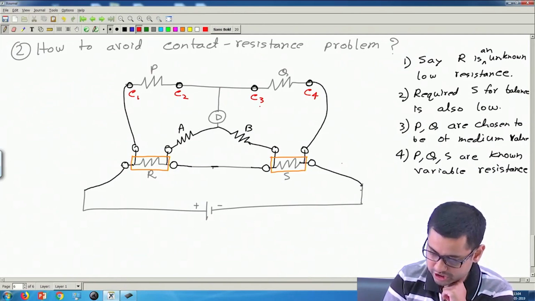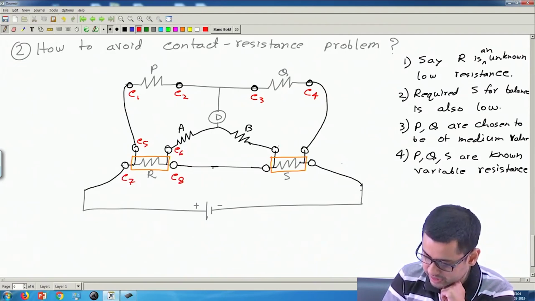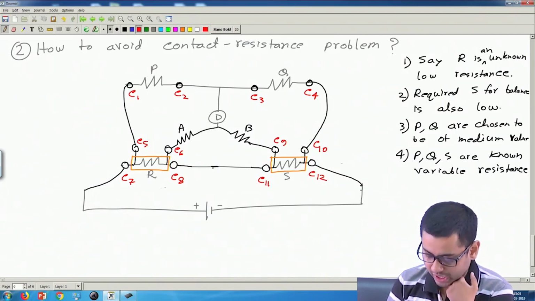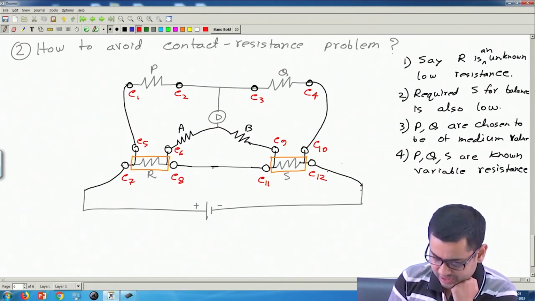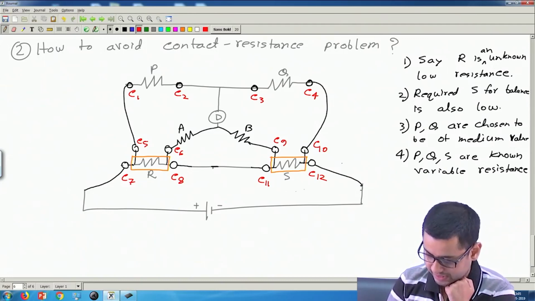Then C1, C2, C3, C4, what else? C5, C6, C7, C8, C9, C10, C11, C12. Now these are the problematic contact resistances. This can create some problem. Okay, so now let us analyze what kind of problem these contact resistances can create.